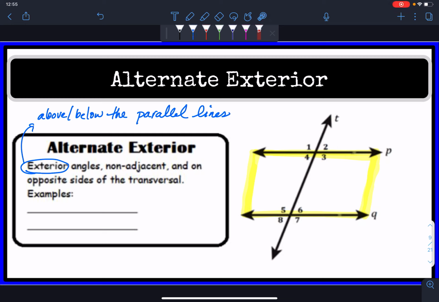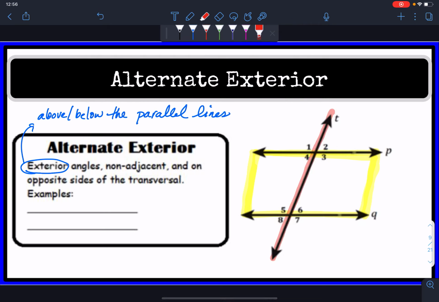So for example, those would be angles 1 and 2. Those are above this parallel line, and angles 7 and 8. 7 and 8 are below the bottom parallel line. So they're going to be above or below the parallel lines. And again, alternate, same thing. One's going to be on the left of the transversal, and the other one's going to be on the right side of the transversal. So look right here.